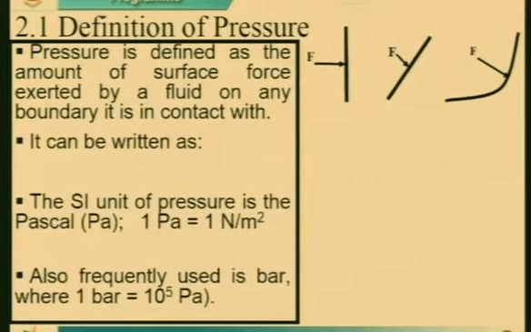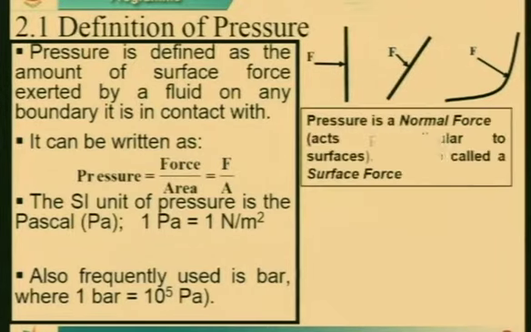We will start with a very simple concept. Pressure is defined as the amount of surface force exerted by a fluid on any boundary it is in contact with. Okay. Again I repeat, pressure is defined as the amount of surface force F exerted by a fluid on any boundary it is in contact with. It can be defined as force upon area. Let us take this one.